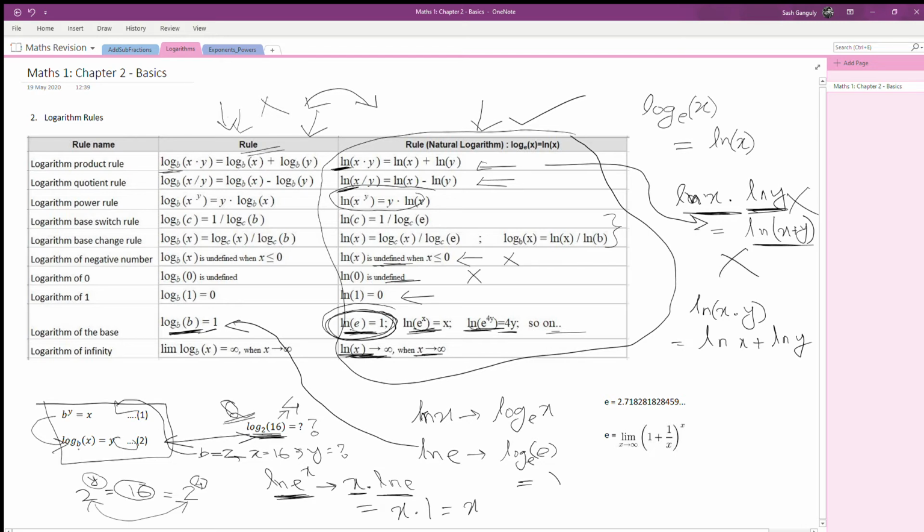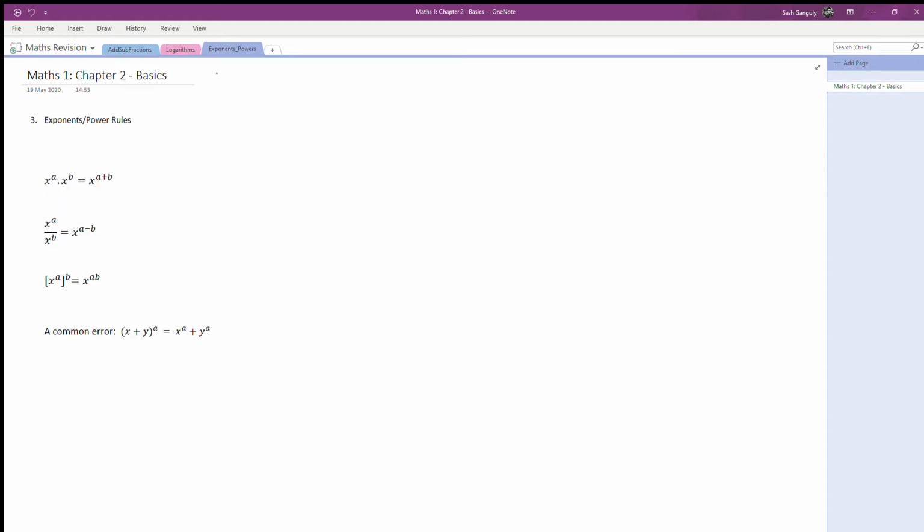So this number 1 and number 2 is another thing you need to remember: if I have an exponent form, how do I convert to log form and vice versa? So these are a few things about logarithms which will be useful from your exam point of view. Right, let's move to exponents and power.